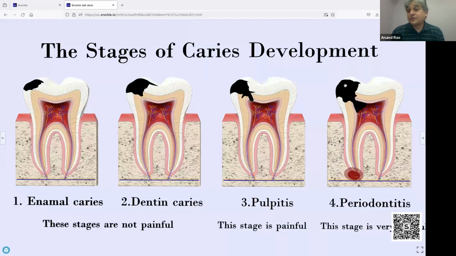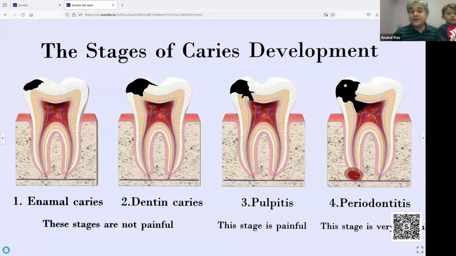If someone were to ignore that and allow this to just keep going and going, eventually this pulpal tissue will just die away, and that's when the pain comes down to this portion of the tooth that I'm circling here. And this is called a periodontitis. This is where the actual ligament of your tooth is now affected.